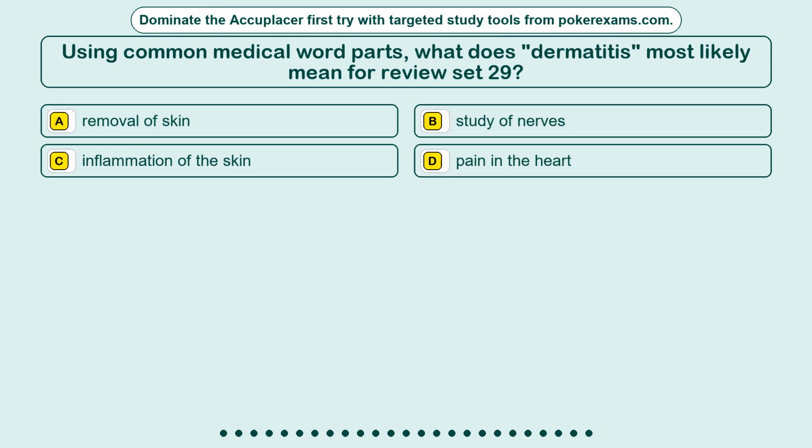Question 23. Using common medical word parts, what does dermatitis most likely mean for review set 29? Option A, removal of skin. Option B, study of nerves. Option C, inflammation of the skin. Option D, pain in the heart.